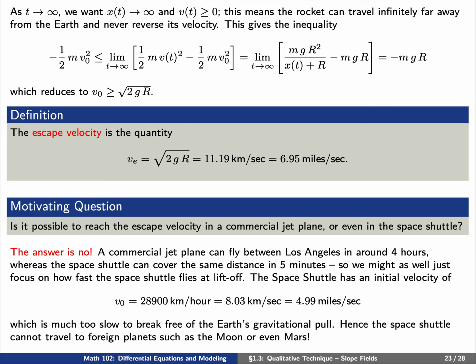By measuring how fast space shuttles have traveled, we see that the initial velocity of the space shuttle is roughly 5 miles a second. Unfortunately, 5 miles a second is less than the escape velocity of roughly 7 miles a second. That means that the space shuttle's initial velocity is much too slow to break free of the Earth's gravitational pull. So not only can the space shuttle not break free from the Earth's gravitational pull, it cannot even travel to other planets, such as Mars or even the Moon.